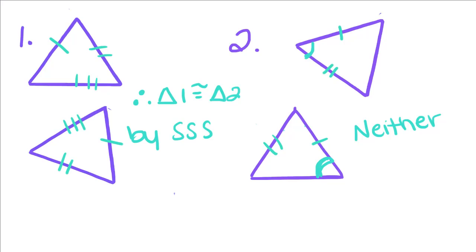So we went over the first 2 ways to prove triangles are congruent. So make sure you come back and watch the next video, and we're going to talk about 2 other ways to prove triangles are congruent, called angle, side, angle, and angle, angle, side.